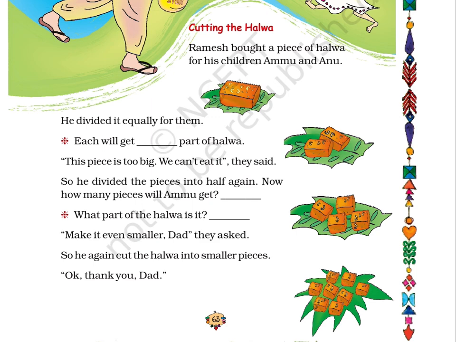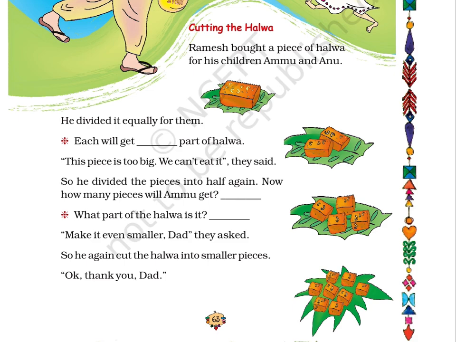This piece is too big. We can't eat it, they said. So he divided the pieces into half again. Now how many pieces will Ammu get? What part of the halwa is it? Dash. Make it even smaller, Dad, they asked. So he again cut the halwa into smaller pieces. Okay, thank you, Dad. Towards the right side we see the picture of halwa starting from the full piece, 1 part, being cut into different parts as asked by Ammu and Anu.